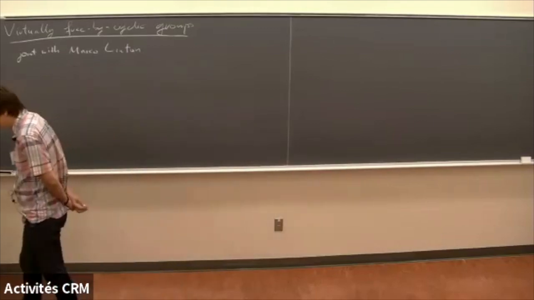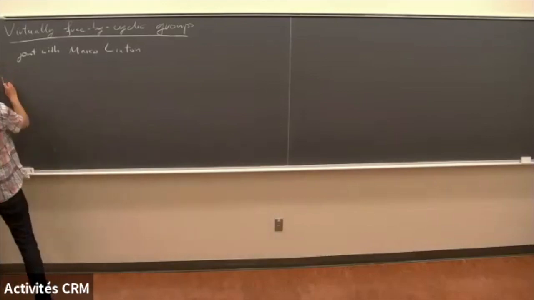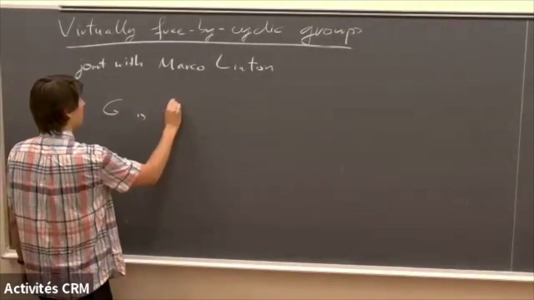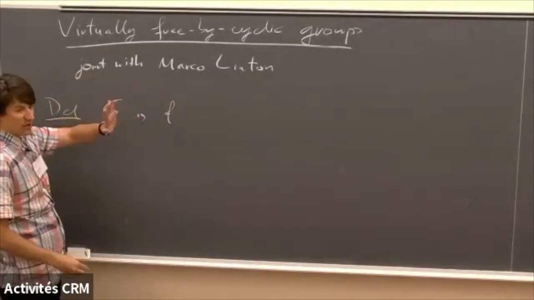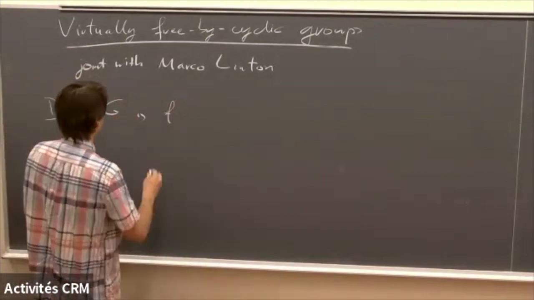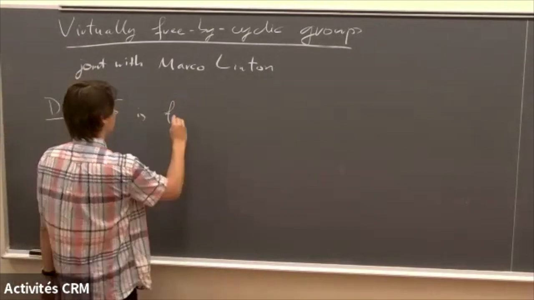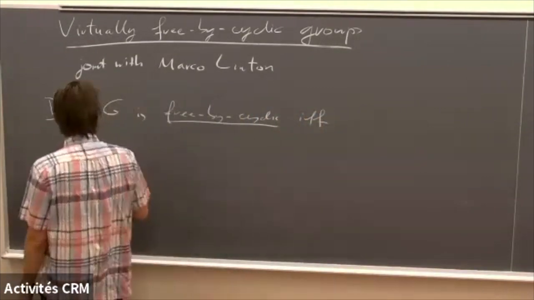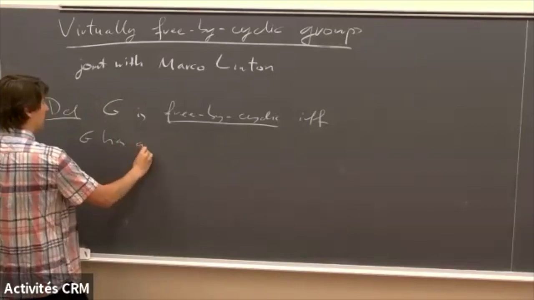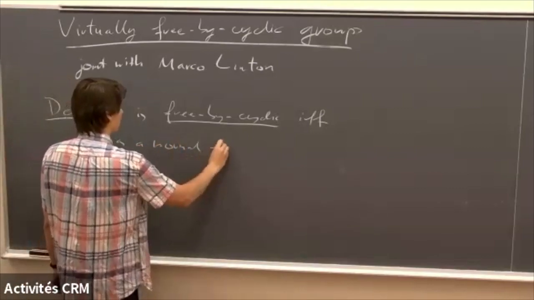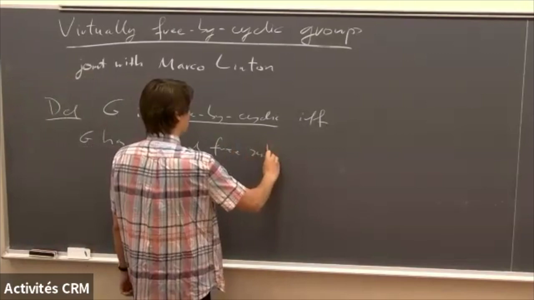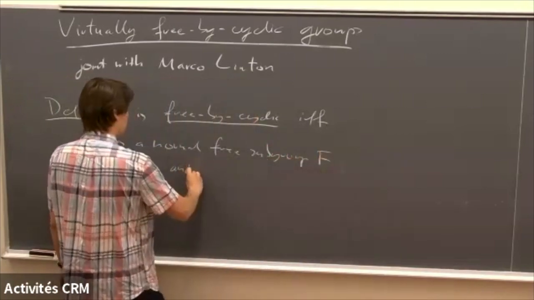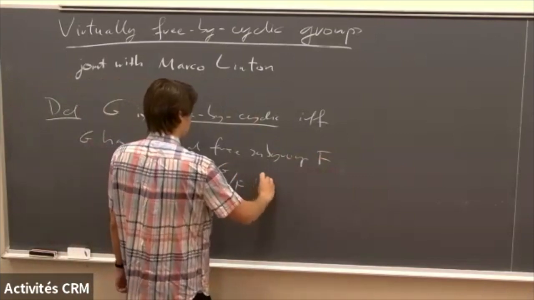Right. So let me start with the definition, so we avoid any confusion about what I mean. This is joint with Marco Linton, so I have to say it, and otherwise I forget. Good. So G is free-by-cyclic, that's the definition, if and only if G has a normal free subgroup F and the quotient is cyclic.